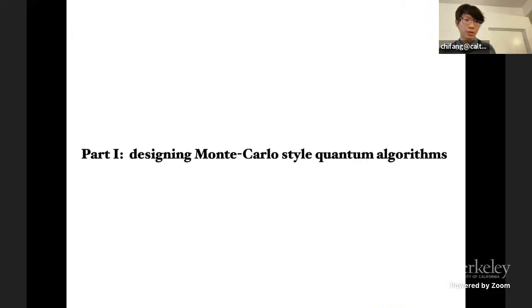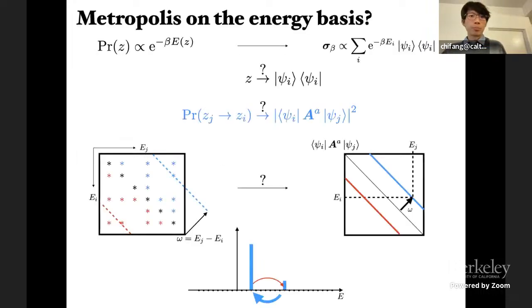Now let's dive into the first part of how you go about designing such an algorithm. So people have been trying this for a long time. So one thing you can do is, oh, maybe I can just do Metropolis on an energy basis. That's a reasonable try. And all that you're doing is to replace the spin configuration with each individual energy eigenstate.